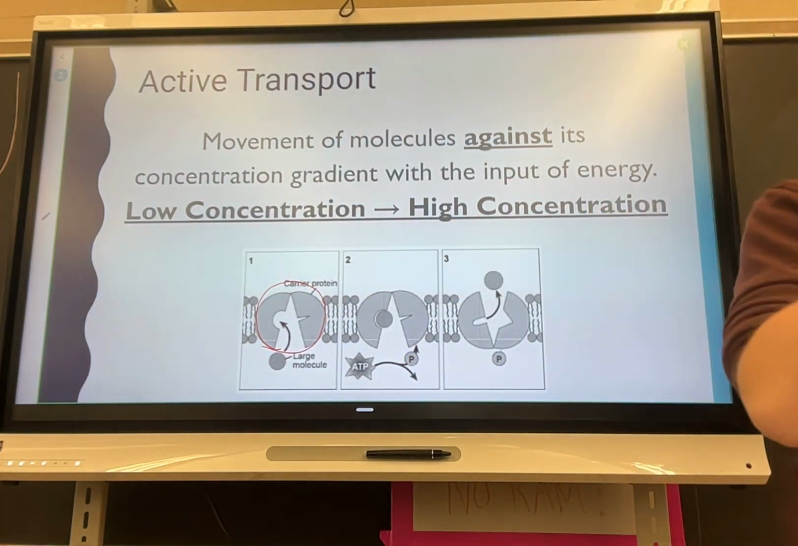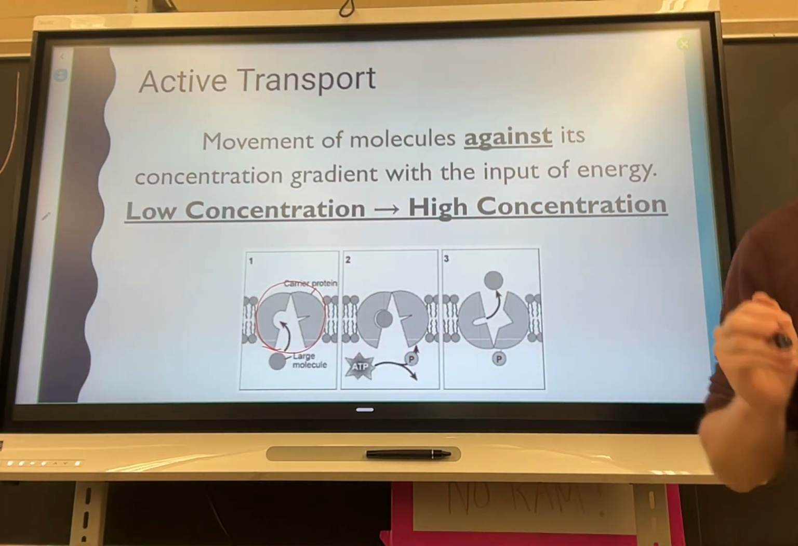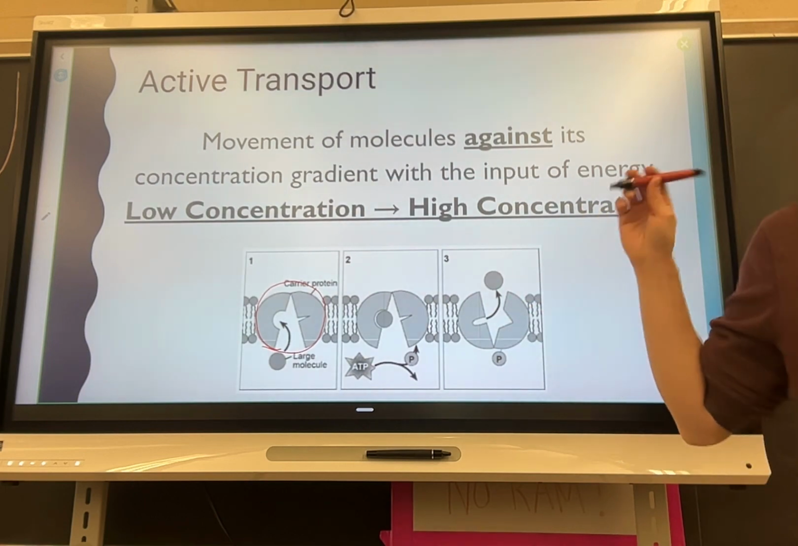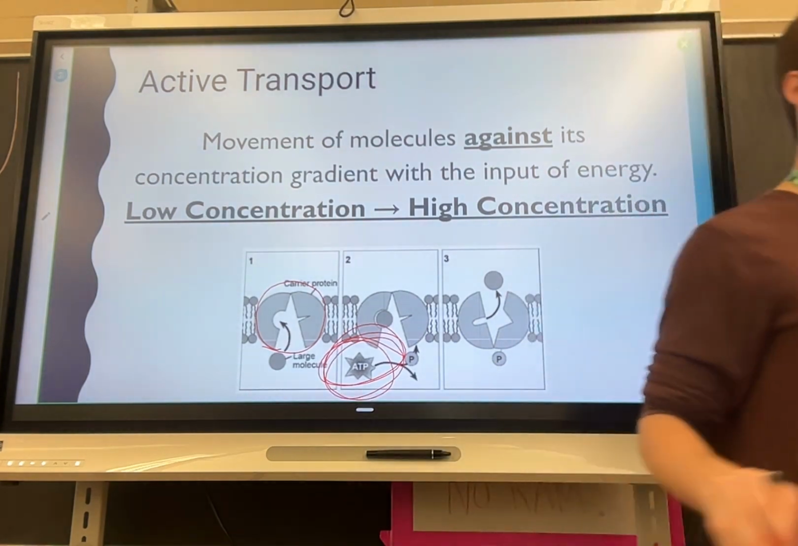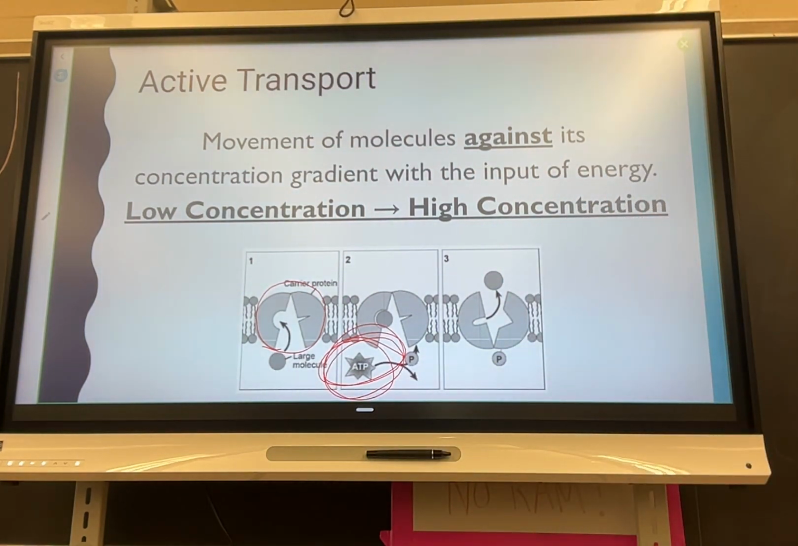In this case, and this picture should be on your notes, so you'll want to do one thing. Circle. I think it's on there. It might not be. On this one? No. Might not be.